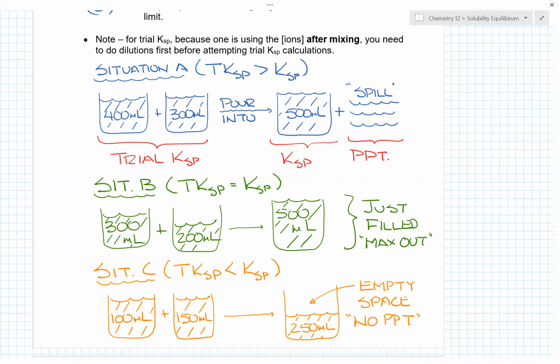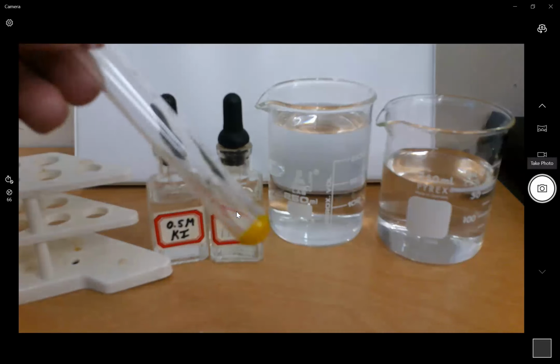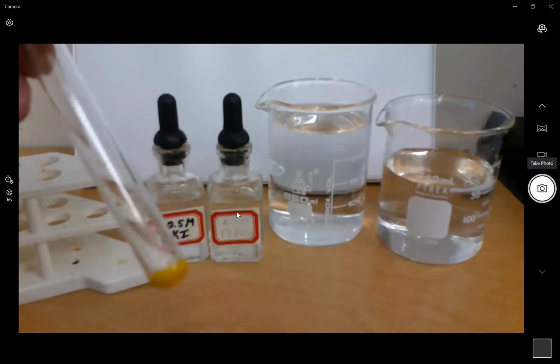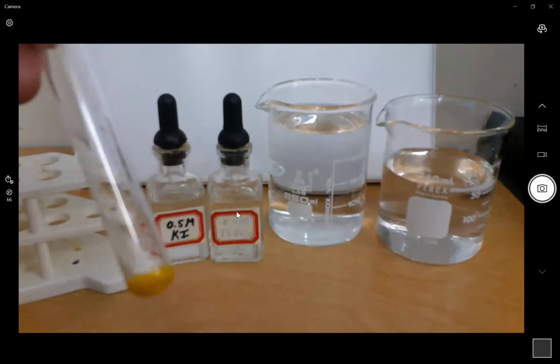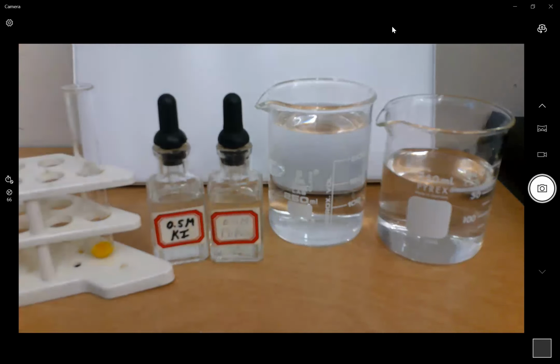In my little demo, that would be like where we have our yellow precipitate. This is the excess ions that the solution cannot hold.